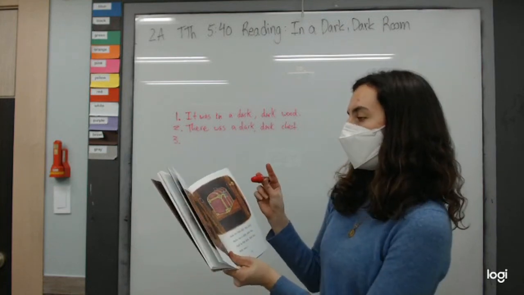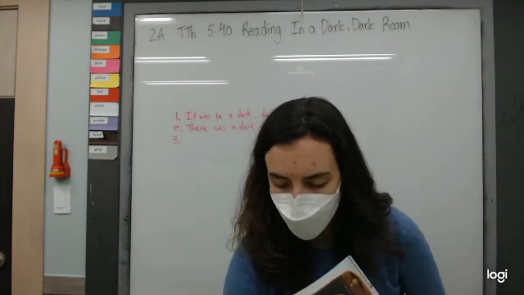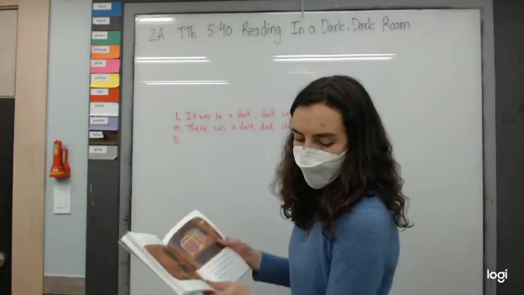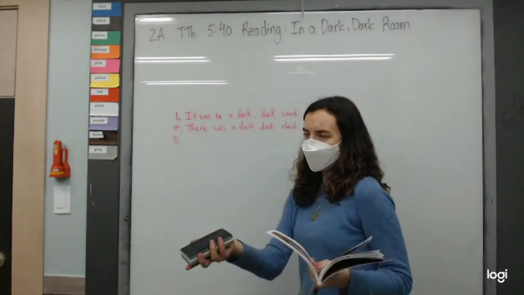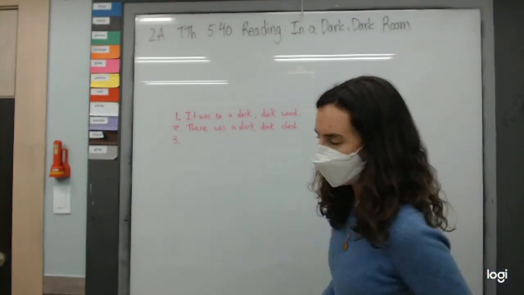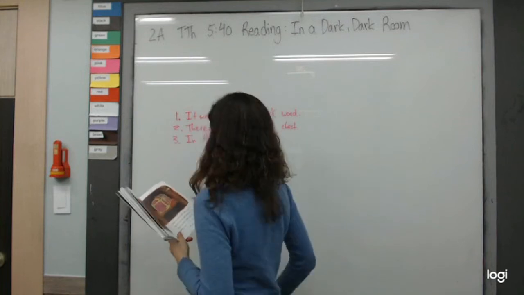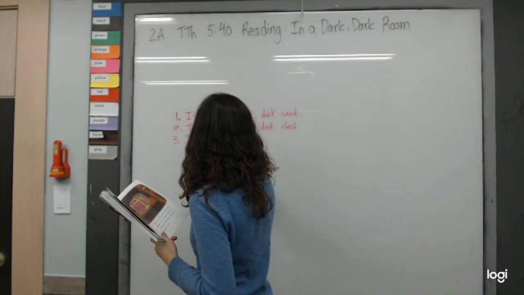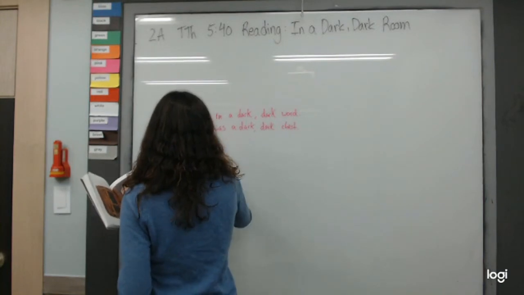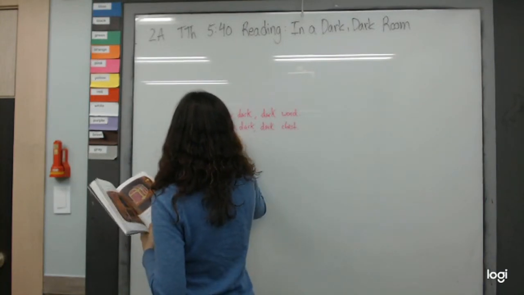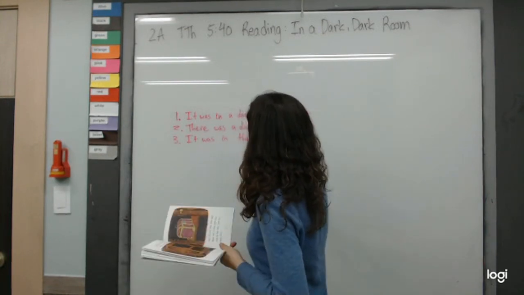In the dark, dark chest, there was, oh, did I forget to skip one? Oh, sorry. Where was the dark, dark shelf? What did you say? In the dark, dark chest. Sorry, actually, I'm making many mistakes. Okay. Let's write, because we want to use full sentences, it was in the dark, dark chest.